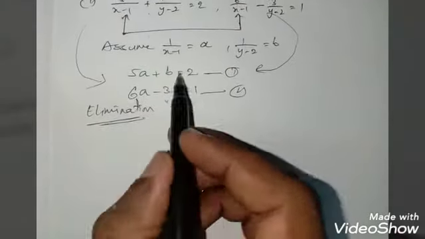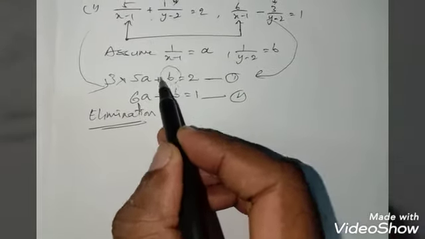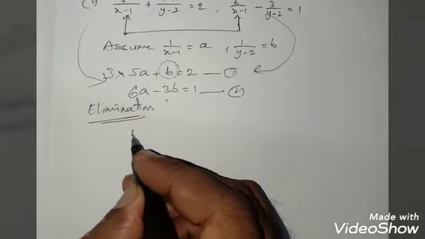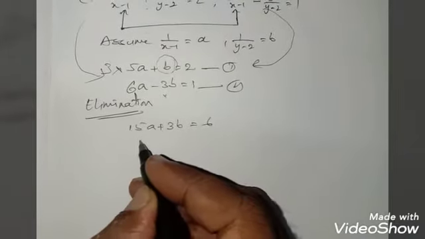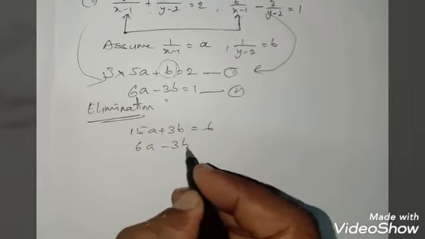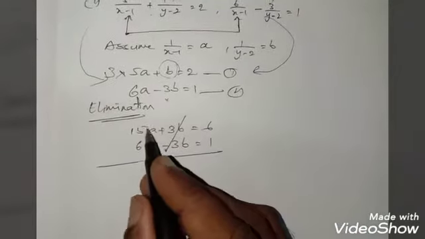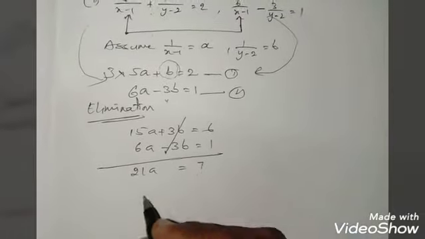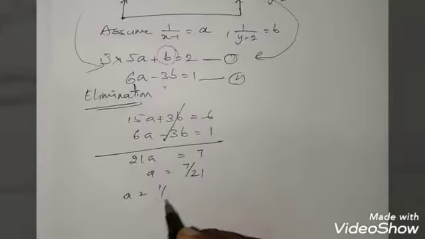In the elimination method, if I multiply by 3, my variable b will be equal. If I multiply the first equation by 3, you will get 15a plus 3b is equal to 6, and here 6a minus 3b is equal to 1 as usual. Now if I add these two, the b terms will be cancelled. 15 plus 6 is 21a is equal to 6 plus 1 is 7. So a is equal to 7 by 21. So a is equal to 1 by 3.